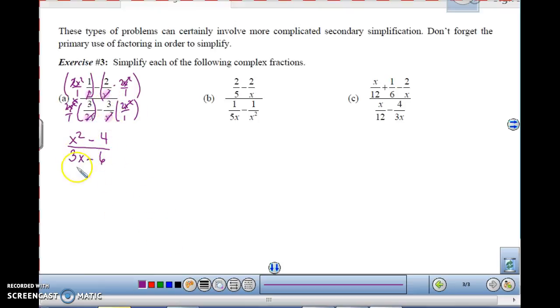Okay, so x squared minus 4, 3x minus 6, both of those are going to factor. X squared minus 4 is difference of squares, x plus 2, x minus 2. And then 3x minus 6 factors by GCF, 3 times x minus 2. Okay, so x minus 2 cancels x minus 2, leaving x plus 2 over 3. And that's as far as you can go.